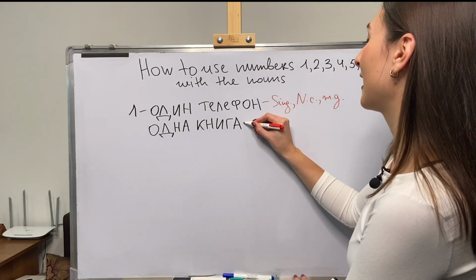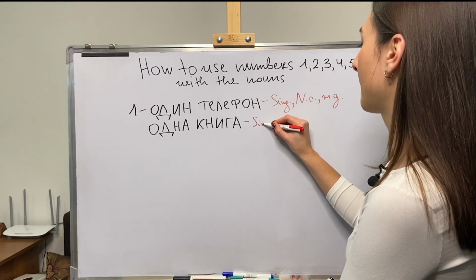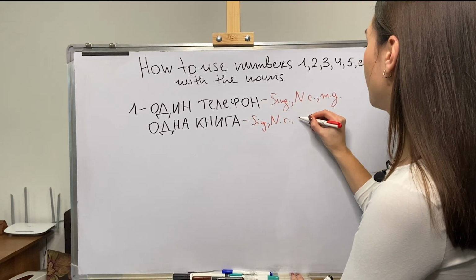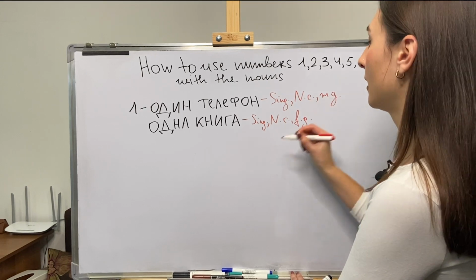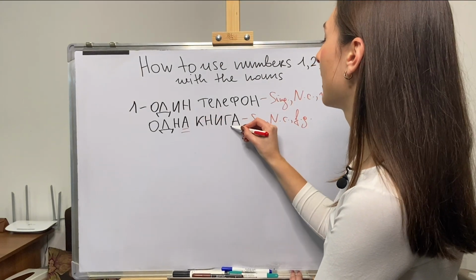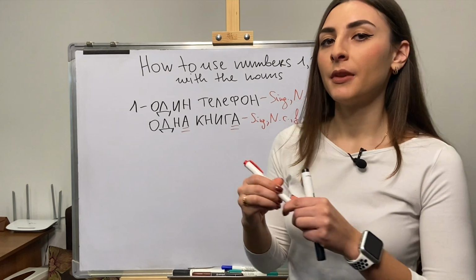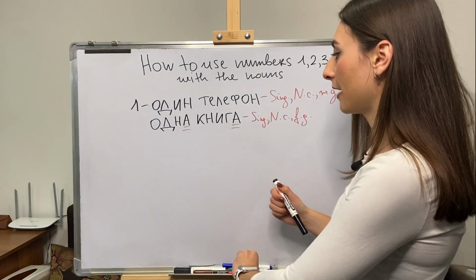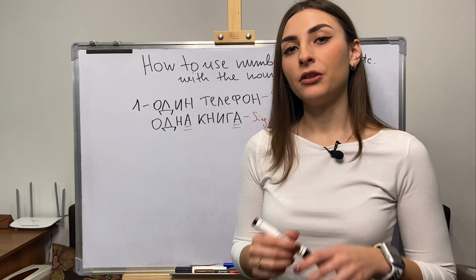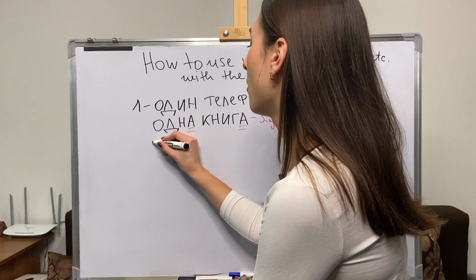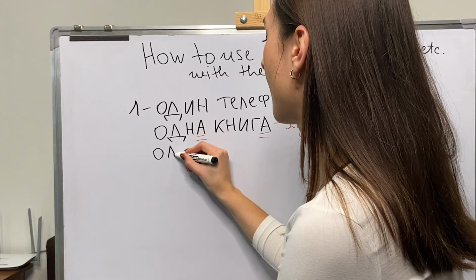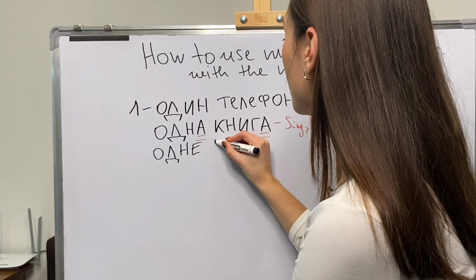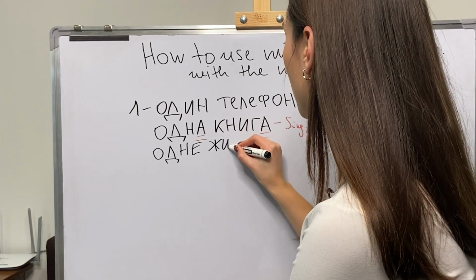Okay, одна. Again, this is singular, nominative case and feminine gender. We can see the endings. Одна книга. Okay, if you want to say one life, the word life is життя, and this is a neuter gender noun. So we say одне життя. Одне життя.